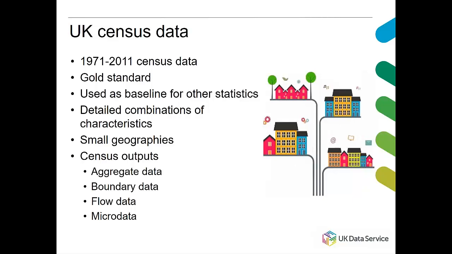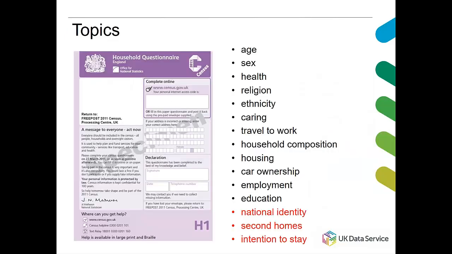And it's used as a baseline for other statistics. So the ONS use it to produce their mid-year population estimates, for example. And you can have a look at quite detailed combinations of characteristics. You can have a look at very specific geographies. And there are 4 main outputs of census data, which I'll just discuss one by one.